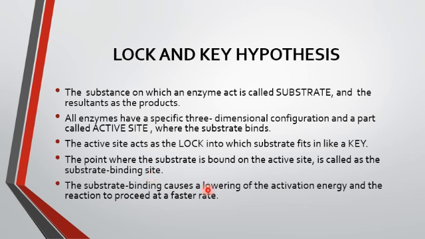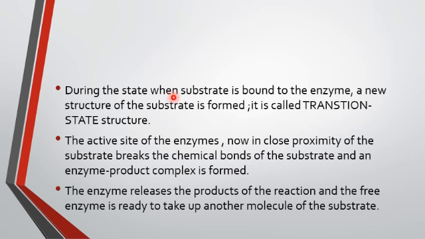Substrate binding causes the lowering of the activation energy and the reaction proceeds at a faster rate. During the state when the substrate is bound to the enzyme, a new structure of the substrate is formed and it is called the transition state structure. The active site of the enzyme, now in close proximity to the substrate, breaks the chemical bonds of the substrate and the enzyme-product complex is formed. The enzyme releases the product of the reaction and the free enzyme is ready to take up another molecule of the substrate.